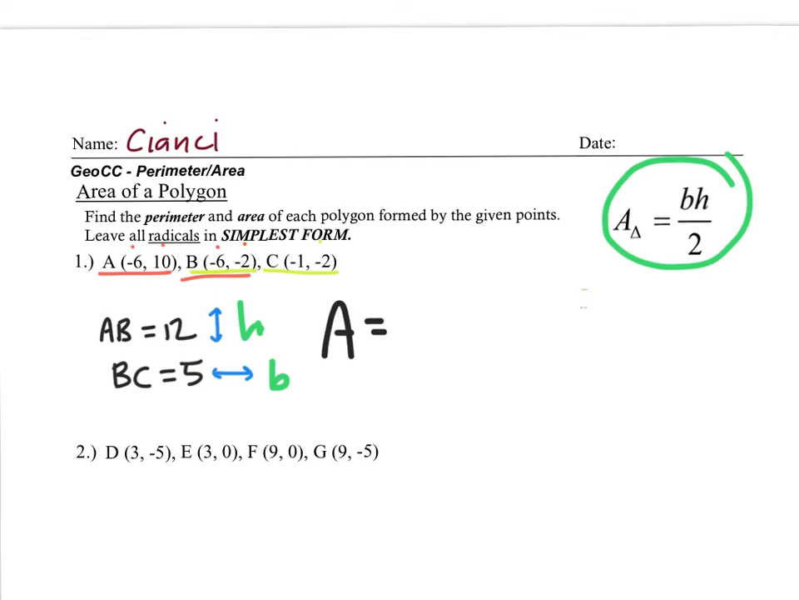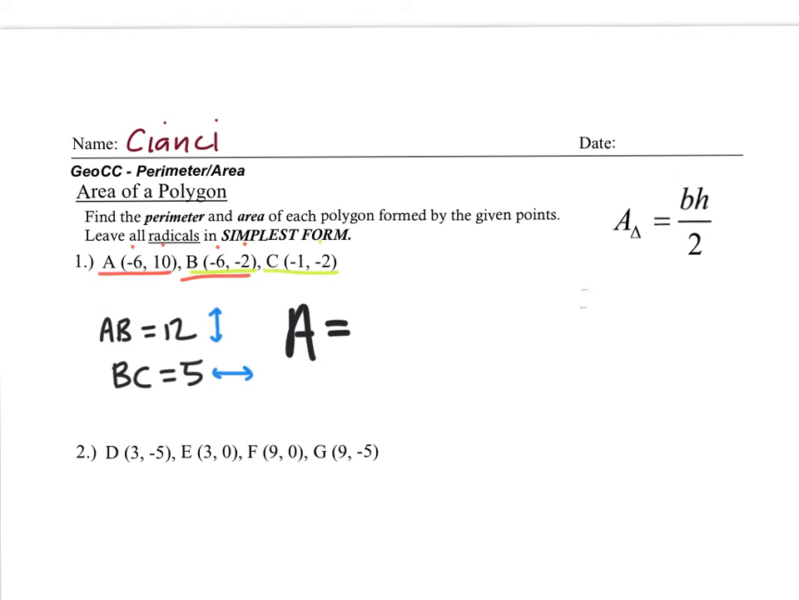So that would be the base of 12, a height of, oh, I messed that up. I'm going back to that. We have an area, which is the base of 5, a height of 12, divide that by 2, and we end up with 30.